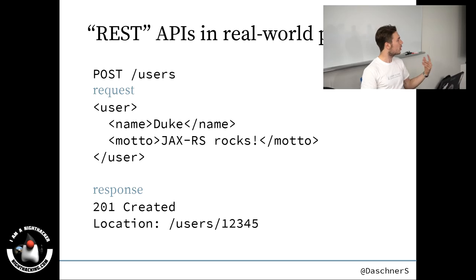But here we are posting the data of one specific user, of one newly created user to the server. And as a response, we get a status code back. In this case, 201 Created, because as you can see, not everything is 200 OK. There are several status codes. And the 201 Created status code tells us that a new resource was created on the server, which is the case here for that user.